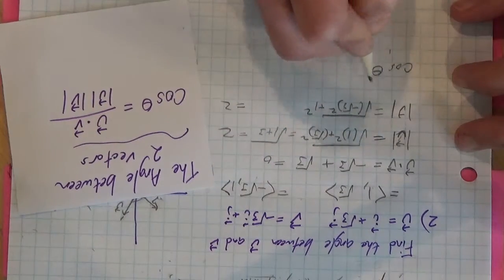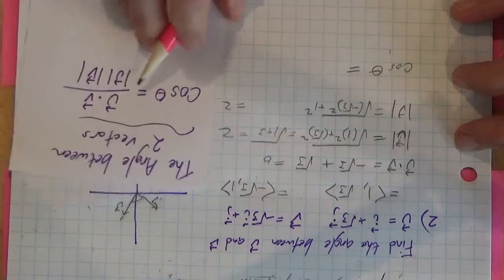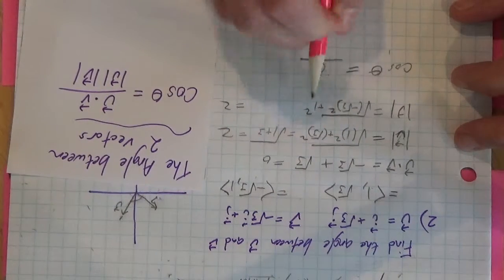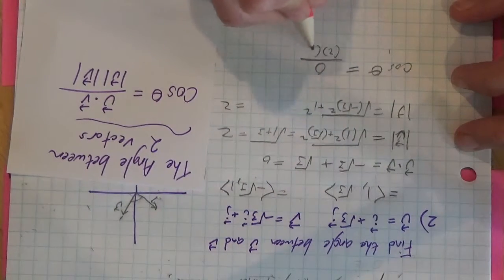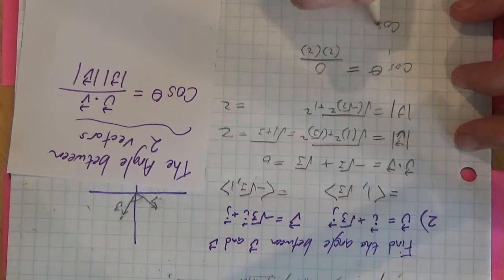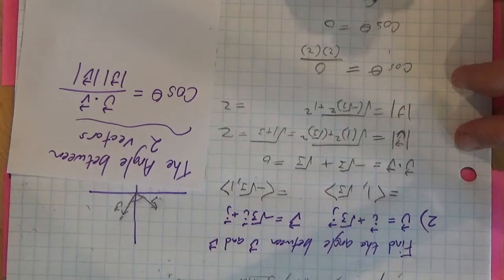So putting this all together, the cosine of the angle is going to be u dot v, which was 0, over the magnitude of u, which was 2, times the magnitude of v, which was 2. So I'm looking for an angle whose cosine is 0, and that angle is 90 degrees.